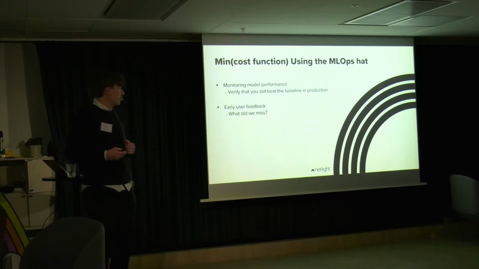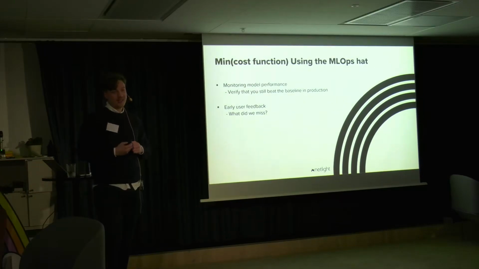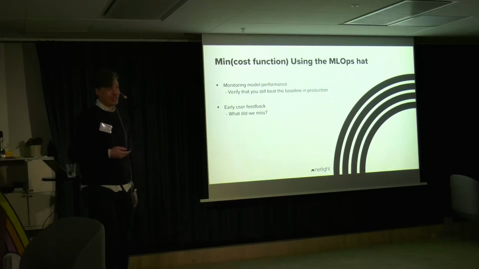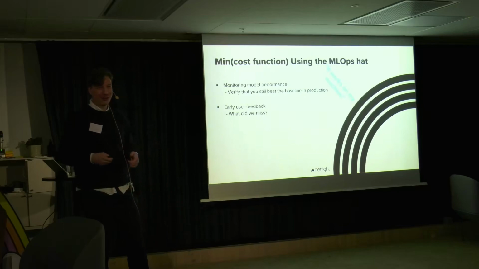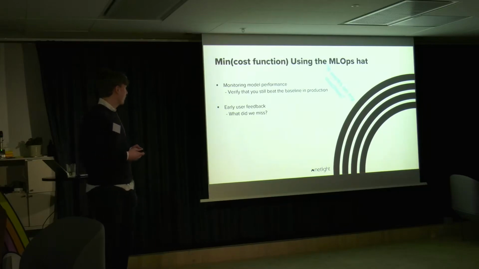We can also use a bit of the MLOps hat thinking in a way to minimize our cost function. So for example, you can start monitoring the model performance. Because when we deploy a model, we know that it beats the baseline, but that was on our test data. You don't bring in value if you can't beat the baseline in production as well. This is sort of the MLOps version of, you know, it works on my machine. So you need to be able to show that it actually works in real life and not only on your small data set. And you can't start doing this until you actually have deployed the model.